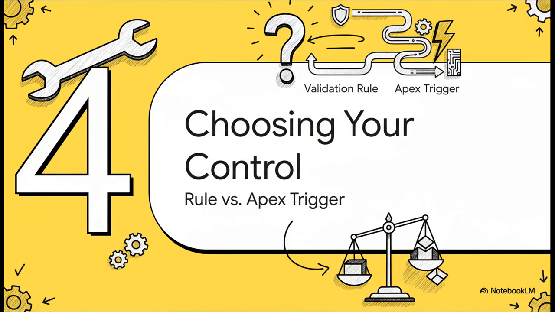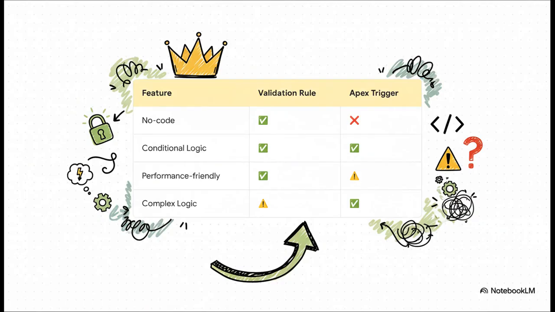Now, these examples are absolutely perfect for validation rules, but you might be wondering, what about more complex stuff? Like, what if you need to check data on a completely different object? Well, that's when you have to start thinking about whether a validation rule is still the right tool for the job, or if you need to bring in the heavy machinery, like an Apex trigger. This table really breaks it down. Validation rules are no code, they're great for system performance, and they handle conditional logic beautifully. Apex triggers? Well, they require a developer to write code, and they're really meant for those super complex situations.